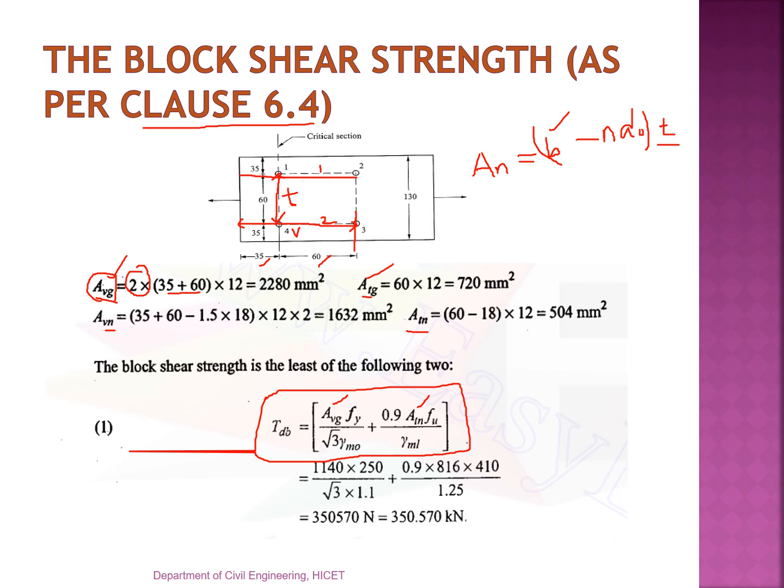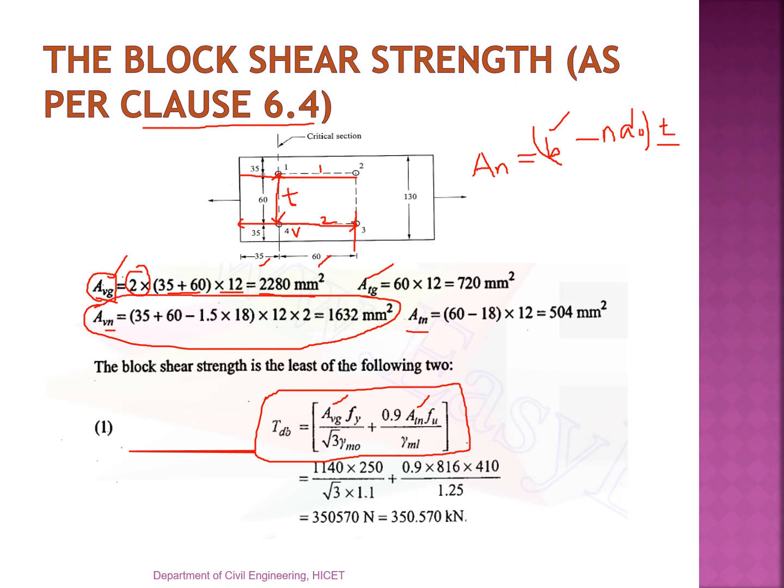Here we are going to discuss the gross area, so we want to add the bolt hole diameter also. That's how 35 plus 60, the total length, will be taken. Then T is equal to the thickness of the plate, that is 2 into breadth. The total breadth is equal to 35 plus 60, that is 95, into 12. So the total cross sectional area is equal to 2280 mm square.